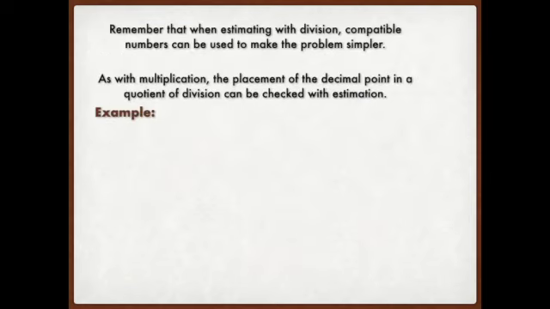Now remember, when estimating with division, compatible numbers can be used to make the problem simpler. Just like with multiplication, the placement of the decimal point in a quotient of division can be checked with estimation. So just like we said with multiplication, we can check what we did in the division by estimating.